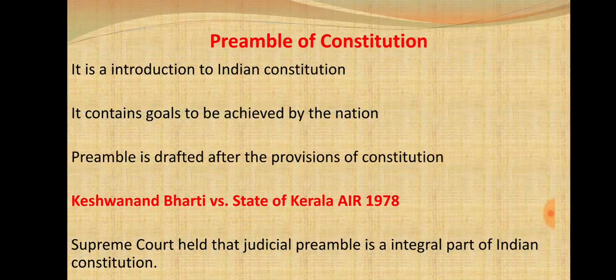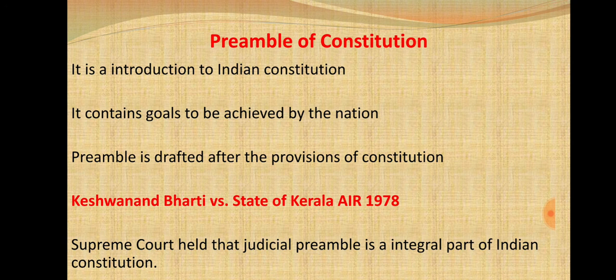Preamble of the Indian Constitution. The Preamble is an introduction to the Indian Constitution. It contains the goals to be achieved by the nation. The Preamble is drafted after the provisions of the Constitution, so it is nothing but a prelude. It is the starting point of the Indian Constitution, and only 86 words are used there. These 86 words are very important because they contain the crux of the Indian Constitution.